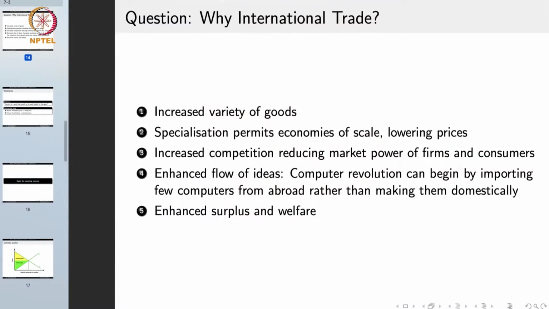Secondly, specialization permits economies of scale, which lowers prices. What this means is that if a country specializes in making something, say a country is specializing in making clothes, when that happens, the country would get into the profession of making newer technologies available. It would put money into research on how to make clothes in a better manner or more cheaply. It would try to have a vertical integration of the different components of making clothes. And when all of these happen, when it is specializing in this activity of making clothes, the net result would be that clothes of better quality will be made at cheaper prices. So specialization results because of international trade.